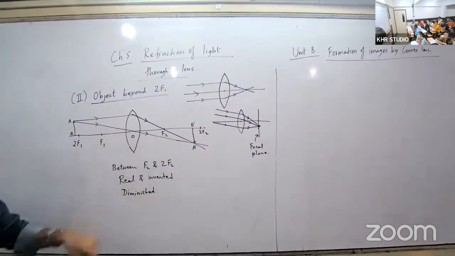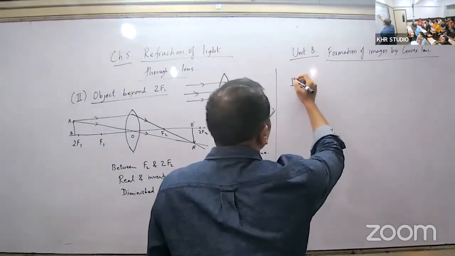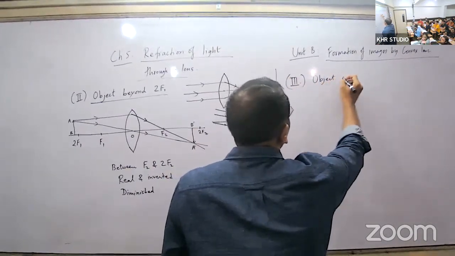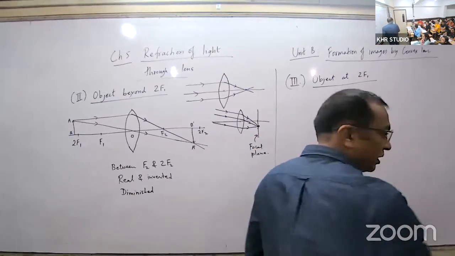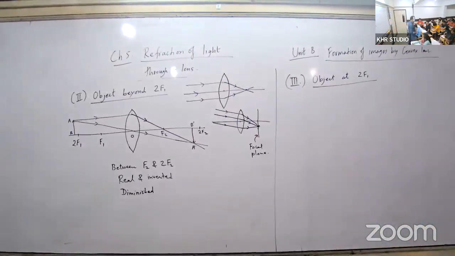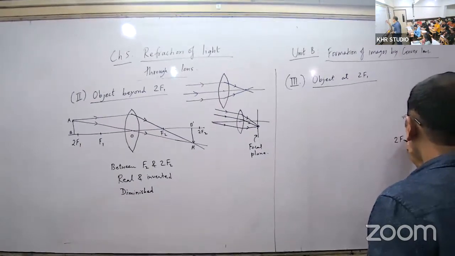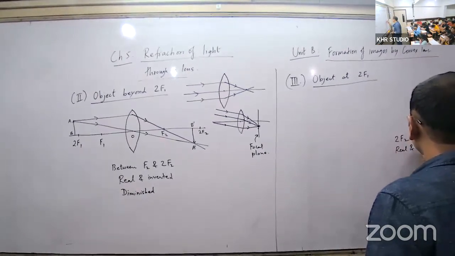Now third. What should be the third object position? Object at 2F1. Draw the ray diagram, everybody. I am telling you the position. Image position should be 2F2. Real and inverted. Same size. Same size. This is what you should get.